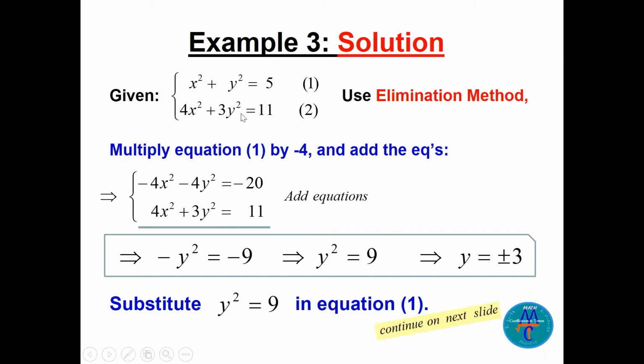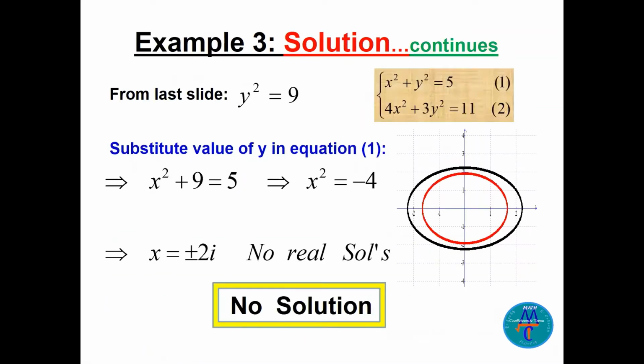Now, this example is a little special. We will replace y squared is equal to 9 in equation 1, and we will see some kind of a surprise. So it will be x squared plus 9 is equal to 5. X squared will be minus 4, which is not acceptable. This is positive number. This is a negative number. If you find x, you get a complex number here, plus or minus 2i. So no real solution, which means that the two graphs, they do not intersect.